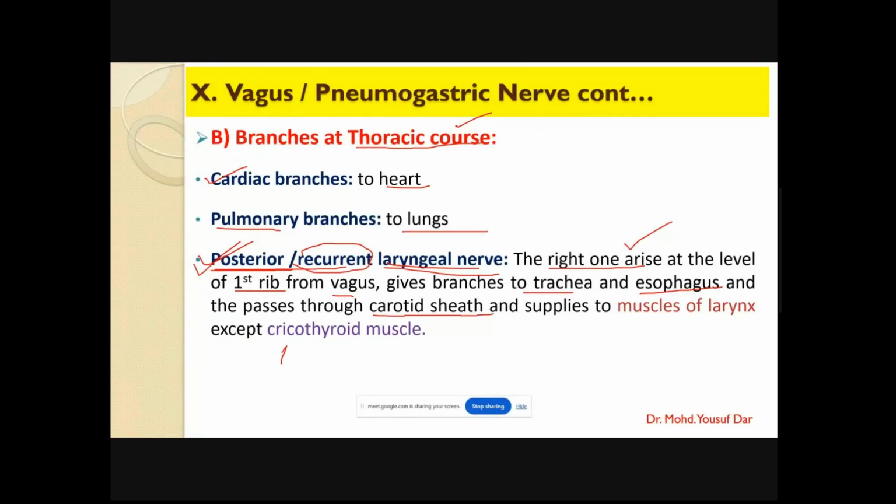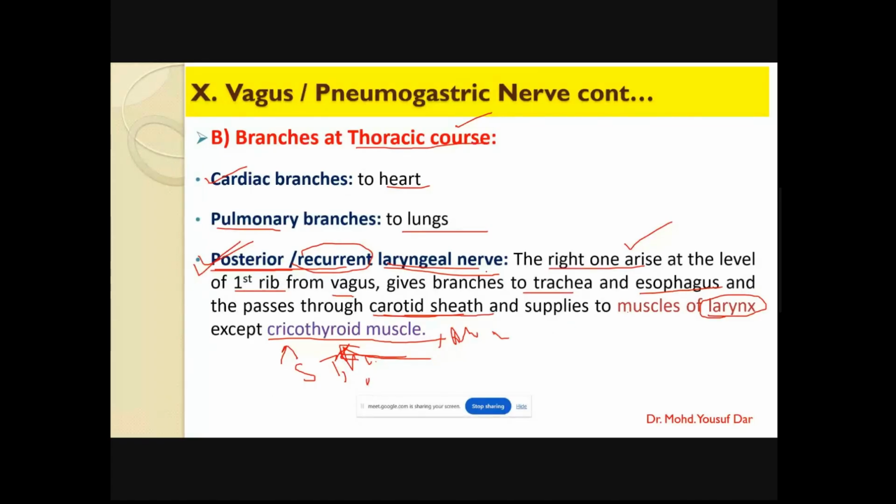ठीक है, वो पहले उसमें क्या था, sympathetic trunk था उसमें, then we have this vagus nerve, and then we have the carotid artery. So ये सारे, this recurrent laryngeal nerve, that is the right one, it also accompanies this structure. So here it will ascend through the same carotid sheath, and then it reaches the larynx and supplies the muscles of the larynx, except the cricothyroid muscle, which is supplied by the anterior laryngeal nerve.